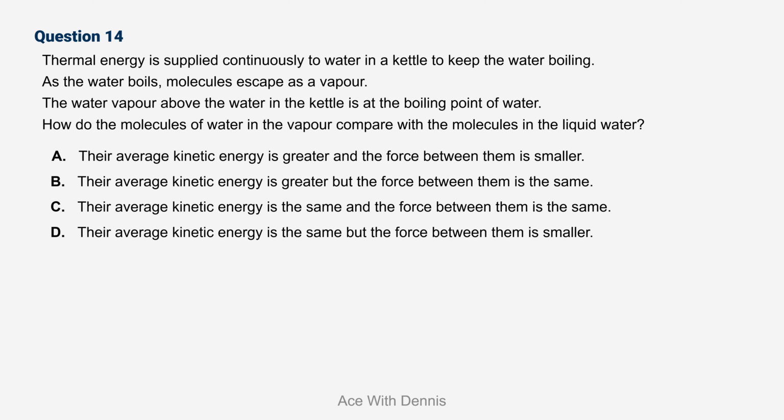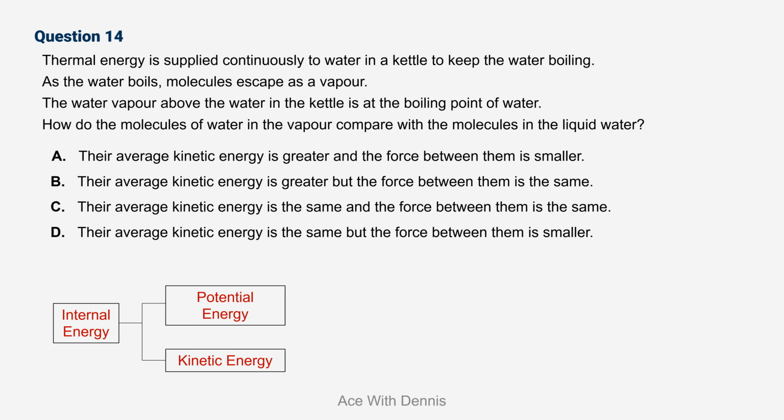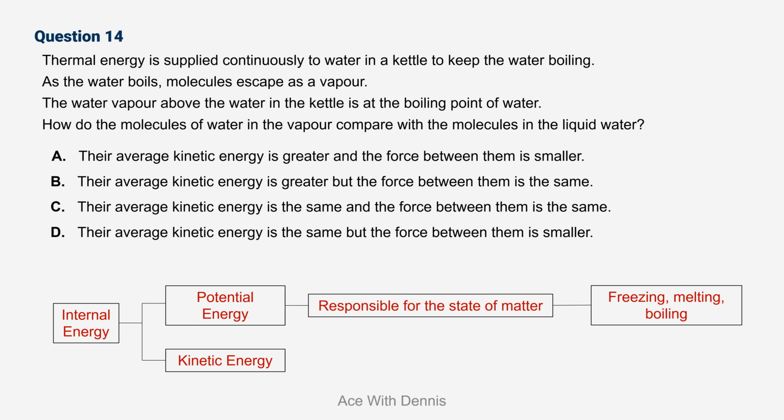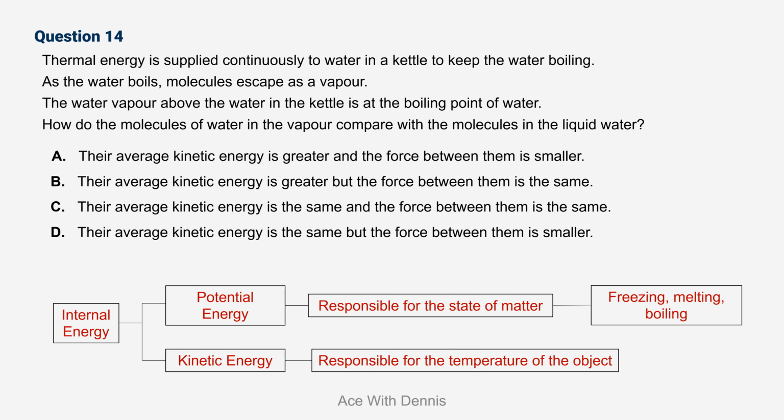To obtain the answer for question 14, we need to understand internal energy. There are two energies under this category. The first one is the potential energy, and the second type is the kinetic energy. Potential energy is responsible for the state of matter, where it will change during freezing, boiling, or melting. Kinetic energy is responsible for the temperature of the object.